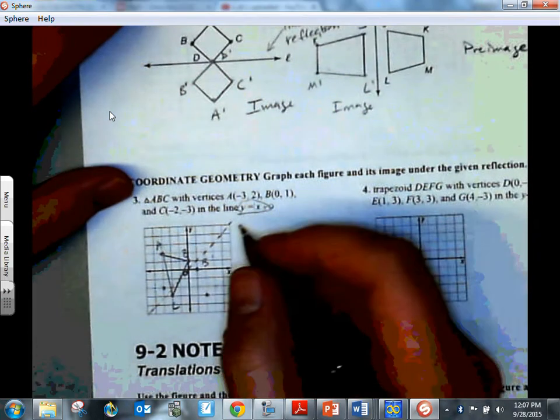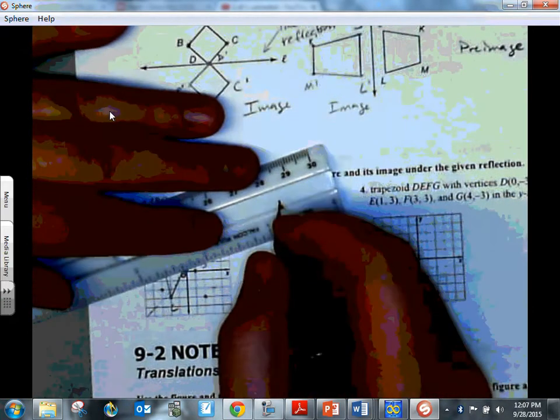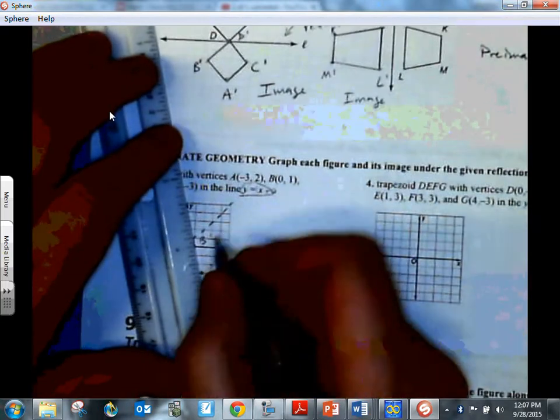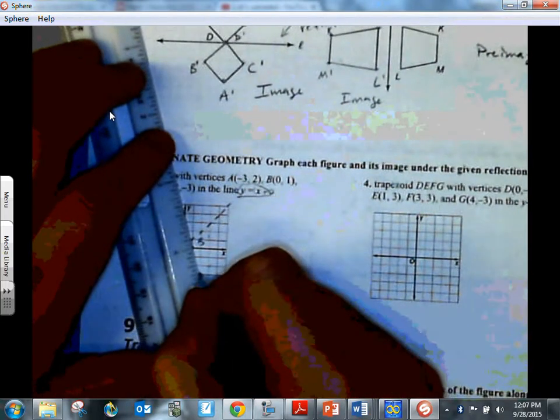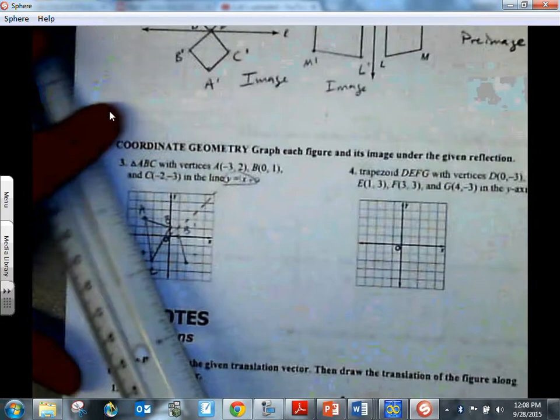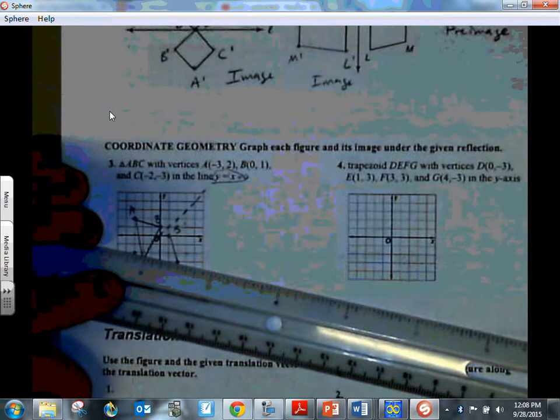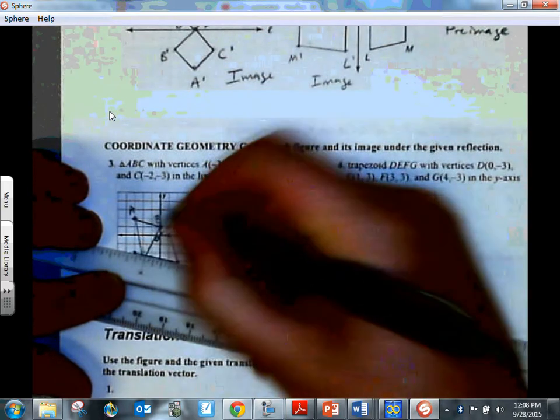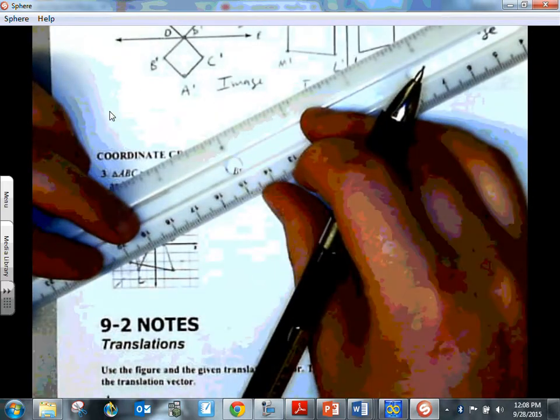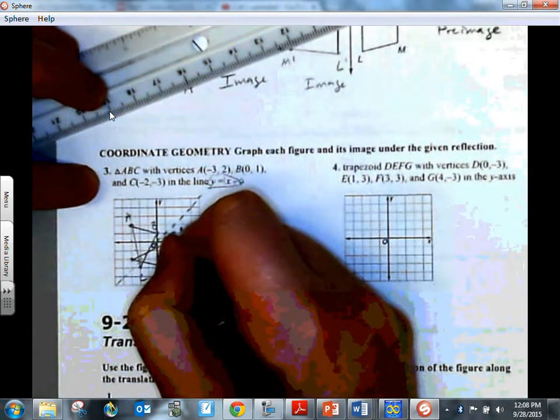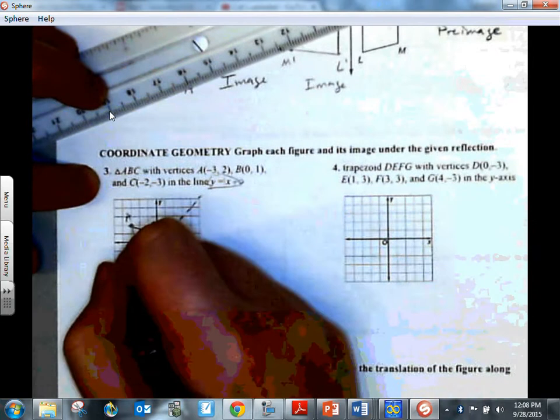Now, there's a reason why I'm plotting those specific points. When I reflect, let me connect these with a line first. There's that. There's that. And then these. Okay, that's B prime, this is A prime, and this is C prime.